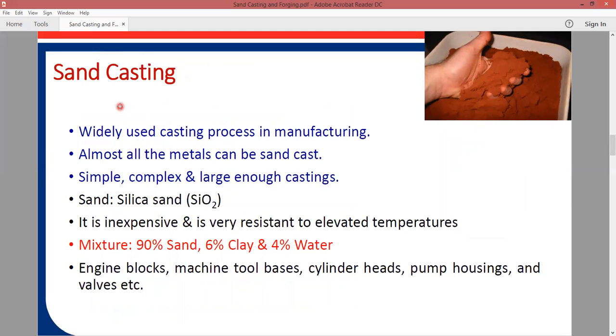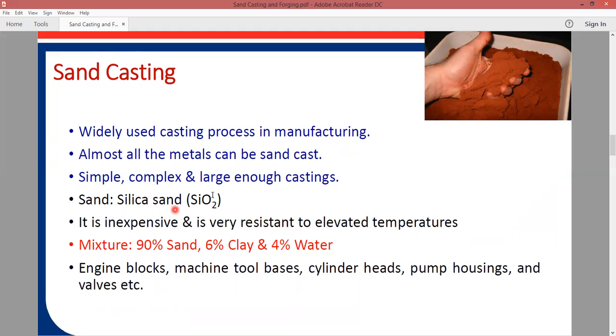Let's talk about sand casting. What is the sand? It is a molding sand. It is a widely used casting process in manufacturing. Almost all metals can be sand cast. Almost every metal can be casted. Simple, complex and large castings are manufactured.